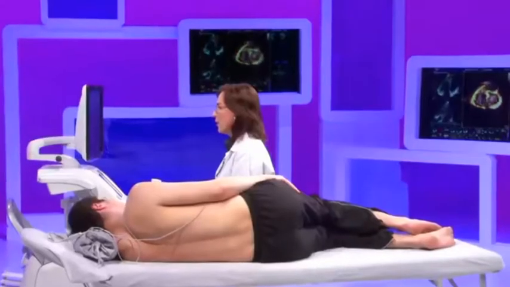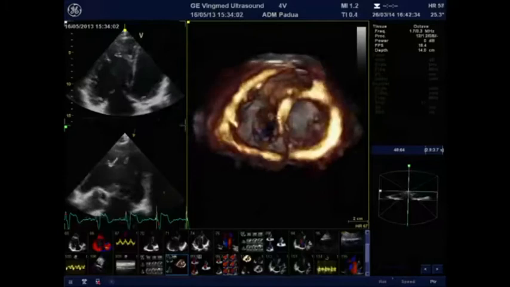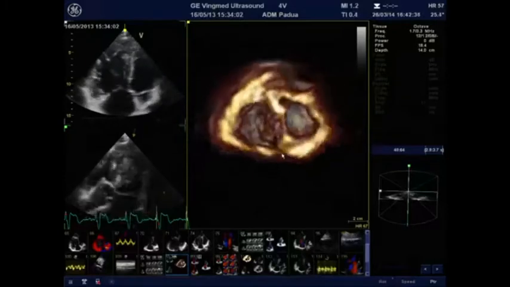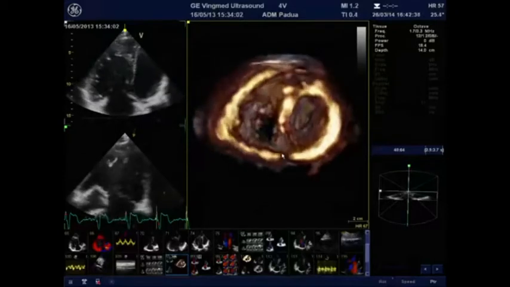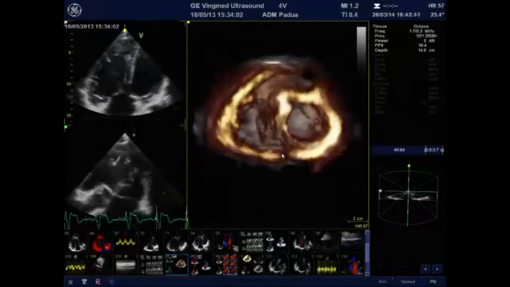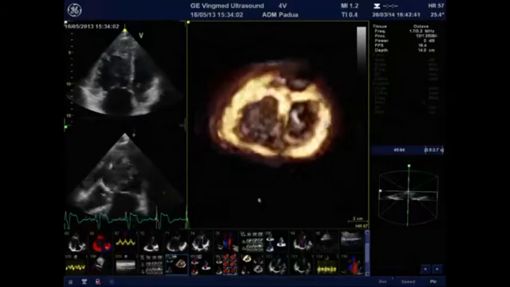And you can see that in one single view we have a very good delineation of the morphology, which is perfectly normal. There is no clear structural abnormality, which is characteristic and suggestive for a functional tricuspid regurgitation.